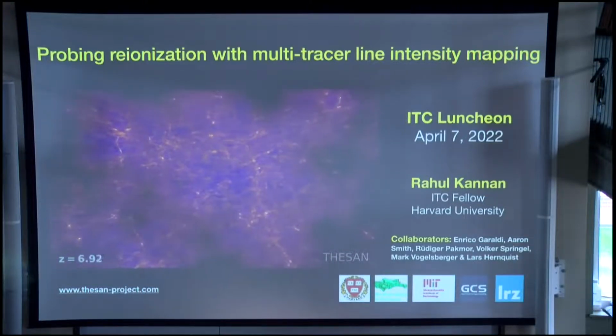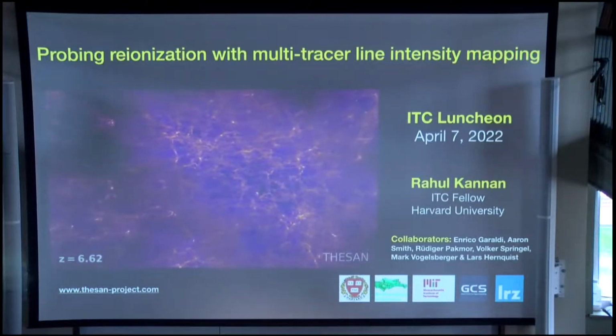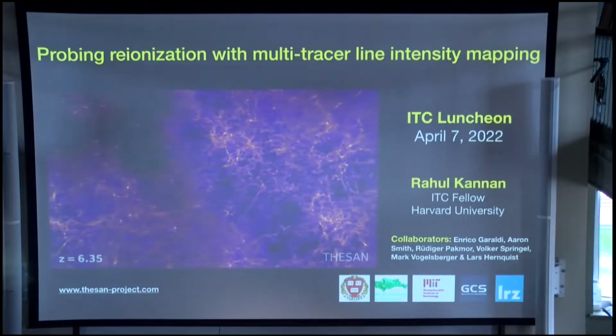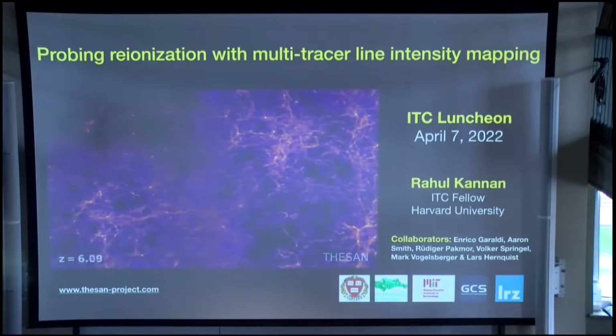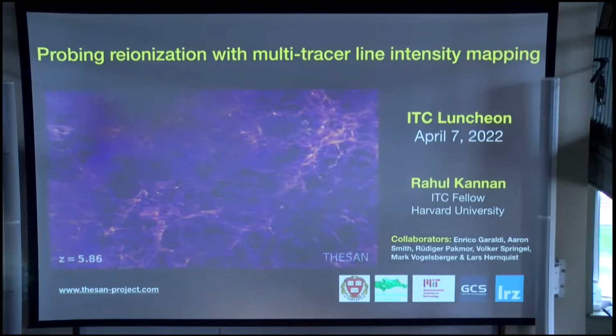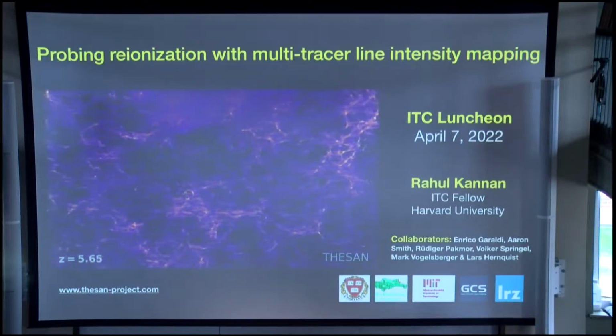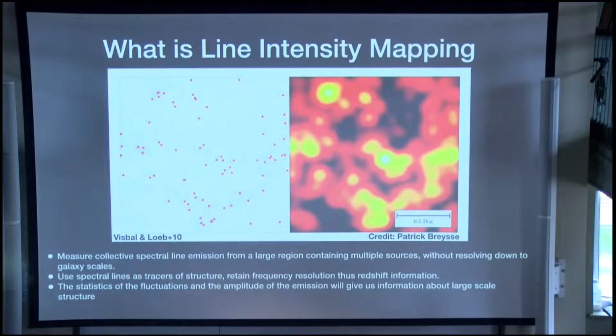So thank you. I'm an ITC fellow, and today I'll talk about reionization and specifically looking at line intensity mapping during the epoch of reionization. I'll just briefly explain what line intensity mapping is. It's kind of like the CMB map. Instead of looking at individual galaxies, on the left here you just see some plot of individual galaxies. The dots are galaxies here.